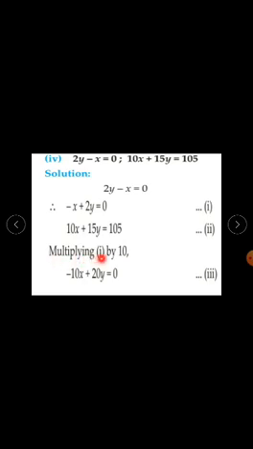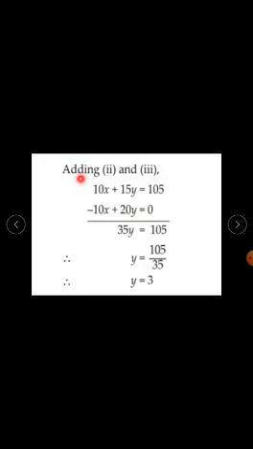So multiplying equation 1 by 10: minus x into 10 is minus 10x, plus 10 into 2y is plus 20y, and 10 into 0 is 0. So minus 10x plus 20y equal to 0, and this is your equation 3. Now adding equation 2 and 3, we can eliminate the x term.